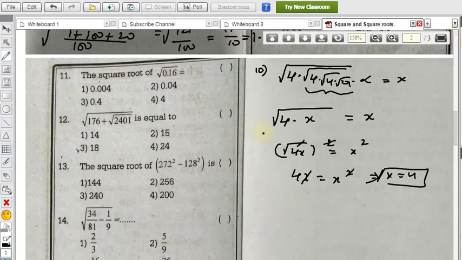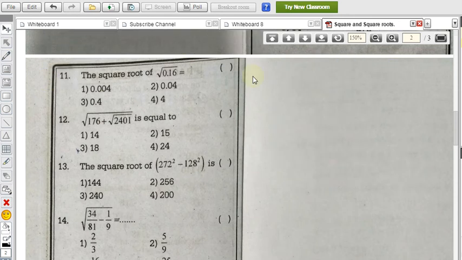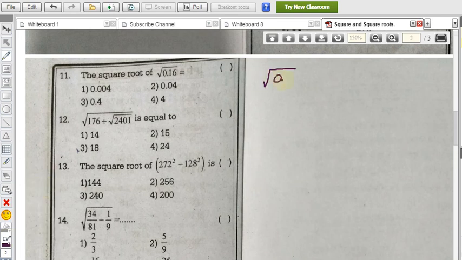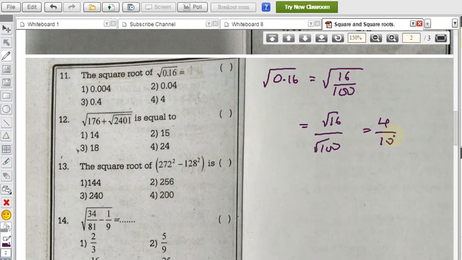Some other sums, when they are given in decimals, we can also find the square root. Square root of 0.16. We can write it in fractions. So square root of 0.16. 0.16 we can write as 16 by 100, because in fractions, root 16 by root 100. Root 16 is 4 and root 100 is 10. So 4 by 10 is again 0.4, because of the conversion between fractions and decimals.